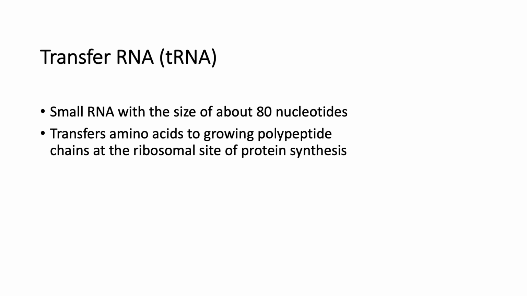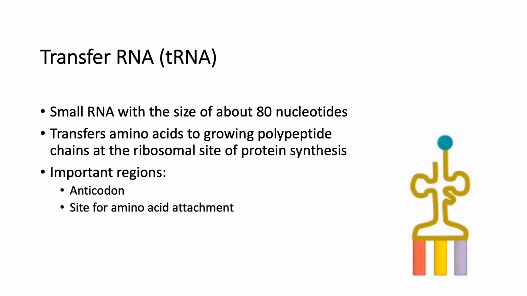Next to the messenger RNA is the transfer RNA or tRNA. tRNAs are small RNAs with a size of about 80 nucleotides. Its main function is to transfer amino acids to growing polypeptide chains at the ribosomal site of protein synthesis. Each tRNA molecule has two important areas: a trinucleotide region called the anticodon, and a region for attaching a specific amino acid. You will learn more about the tRNAs in our discussion about translation.